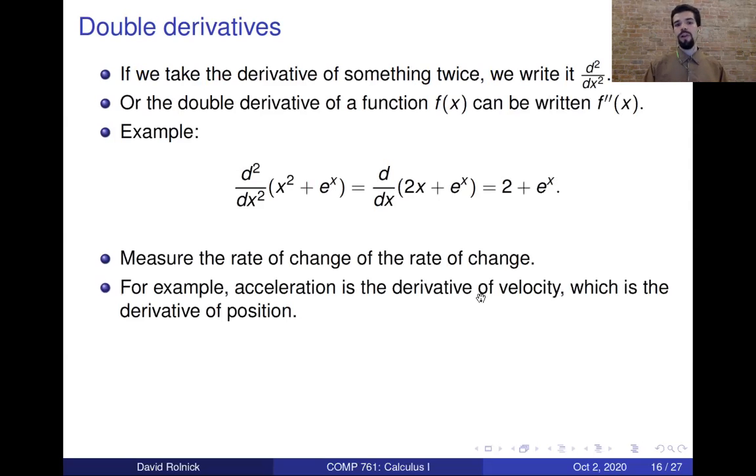So for example, acceleration is a second derivative. It's the derivative of velocity, which is itself the derivative of position. Velocity is how fast your position is changing. Acceleration is how fast your velocity is changing. These are actually vector valued quantities in physics, but you can think of them as single variable quantities.